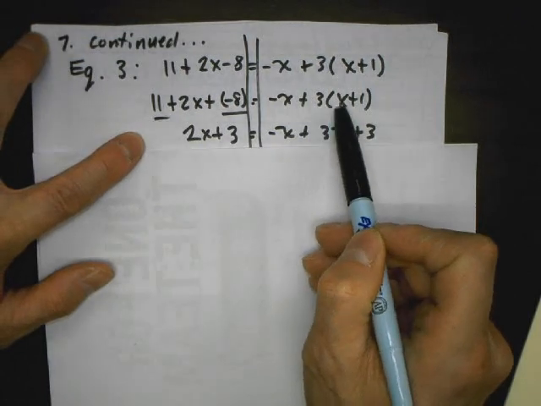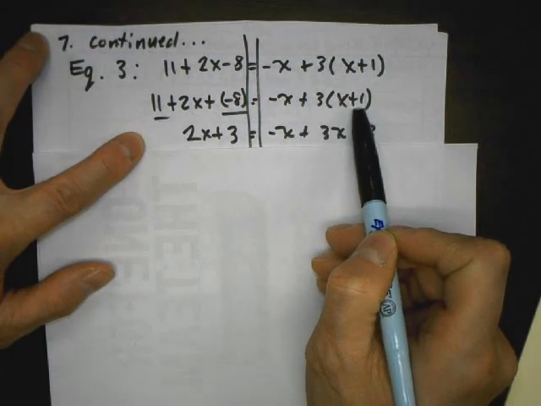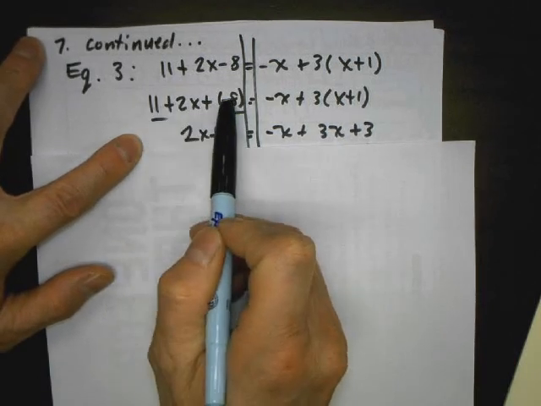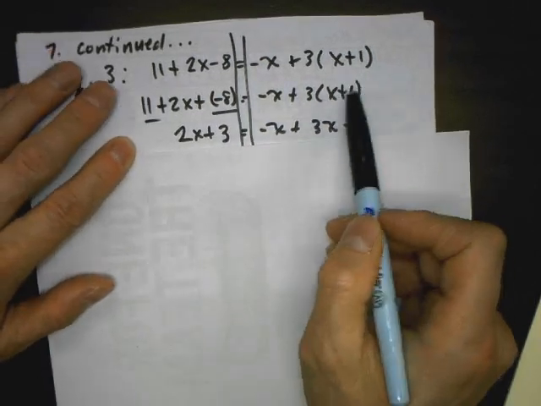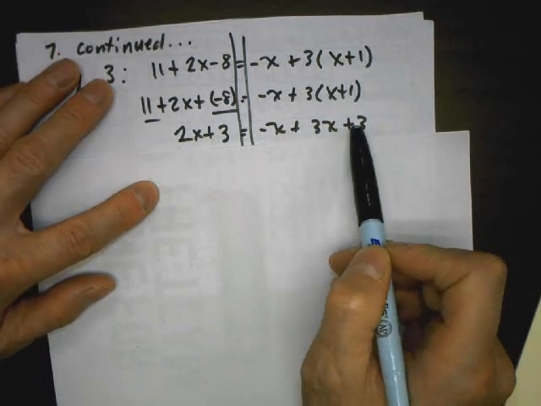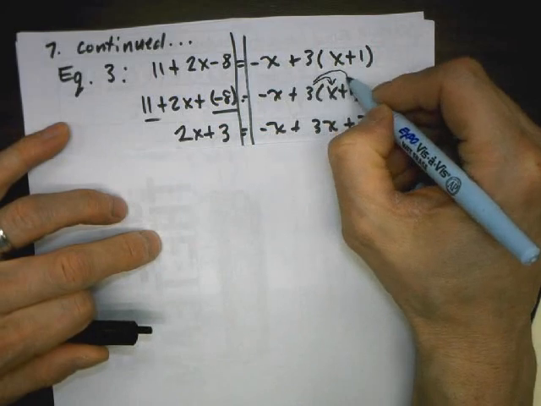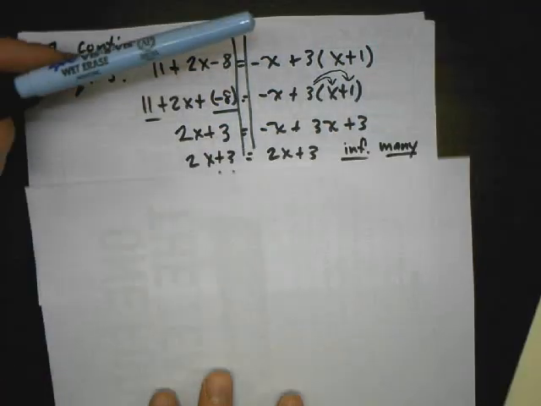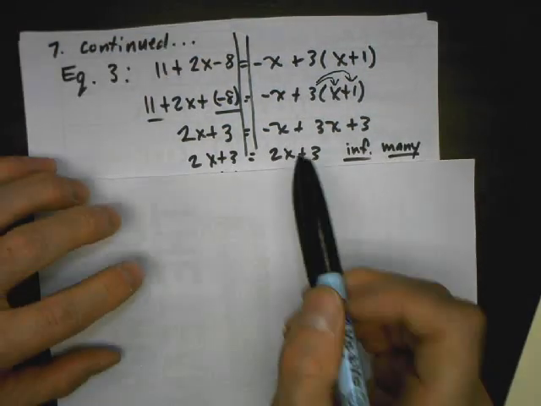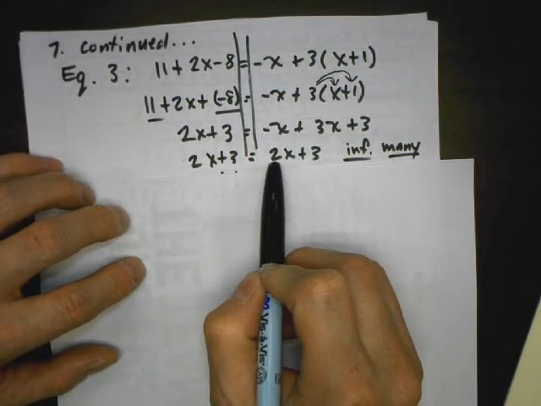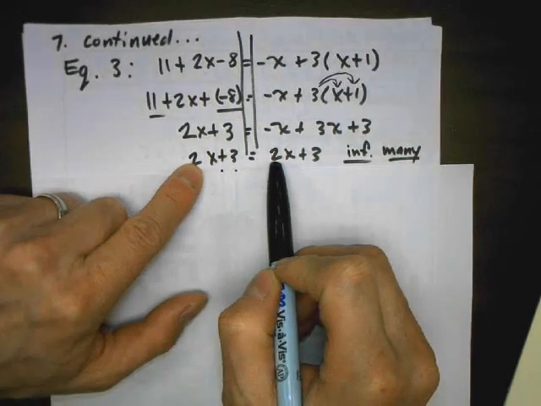So, like we said before, we distribute here. Over here, we're already ready to combine like terms. 11 plus negative 8 is 3. Over here, 3 times x plus 1 is 3x plus 3. Remember, you have to go 3 times x to get 3x, and 3 times 1 to get 3. So we distribute. Now we can combine like terms on the right side. Negative x and 3x, well, that's negative 1 plus 3, which is 2. So I can stop there.